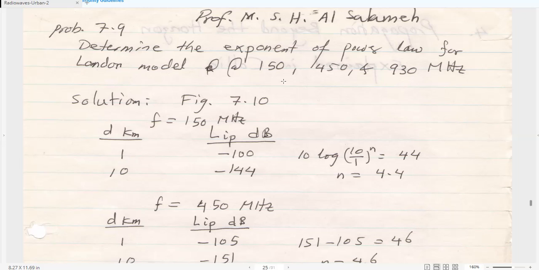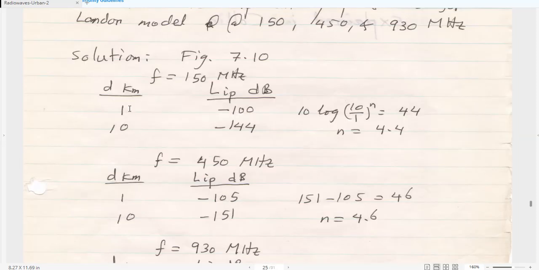Here is an example. Determine the exponent of the power law for the London model at 150, 450, and 930 megahertz. Figure 7.10. So from curve 7.10, at 1 kilometer the loss is minus 100 dB. At 10 kilometer, the loss is greater. It's 144 dB. So 10 log distance 10 over 1, you subtract 144 minus 100 is 44, and you take 10n log 10, this is 10n equal 44, and n is equal to 44 over 10, which is 4.4, simple.